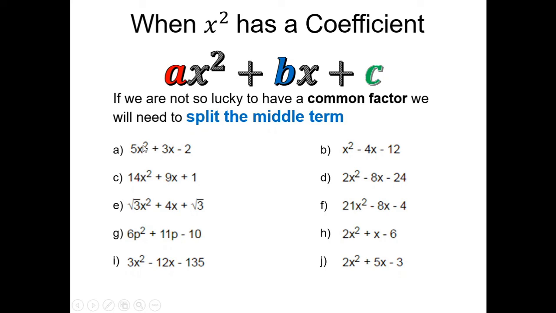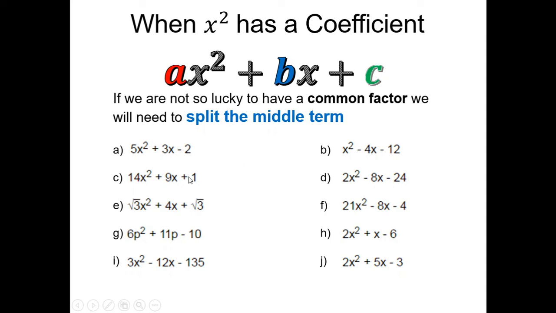Now I see that there is a number in front of the x squared here. That means that I'm going to have to do something, either factor it out or split the middle term. So check, can you factor it out? If so, great. If not, you're going to have to split the middle term. Looking at b over here, there's no number in front of the x squared. This is not where x squared has a coefficient. I can factorize this the normal way.